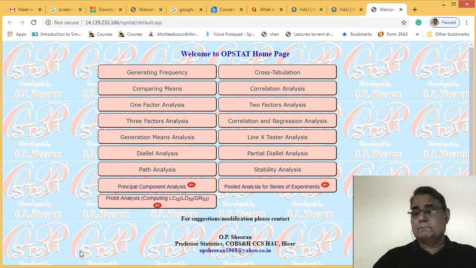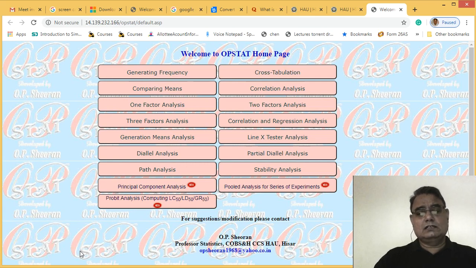Then stability analysis. It is a technique again to check whether the genotypes are stable over the environment or not. So there are a lot of stability methods, but in these modules, Eberhart and Russell's model and Perkins and Jinks models are included. And we can include the recently developed model in which G into E interaction will be taken into account. That will be also included in coming time.